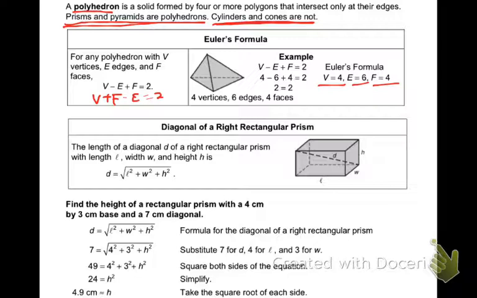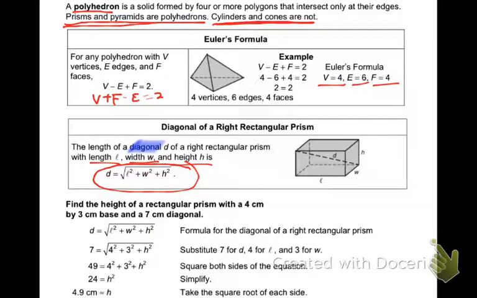The diagonal of a right rectangular prism. Where do we find some diagonals here? The length of the diagonal of a right rectangular prism, where length is L, width is W, and height is H, is given by this formula. D equals the square root of L squared plus W squared plus H squared. D stands for the what? Diagonal. D stands for the diagonal there.